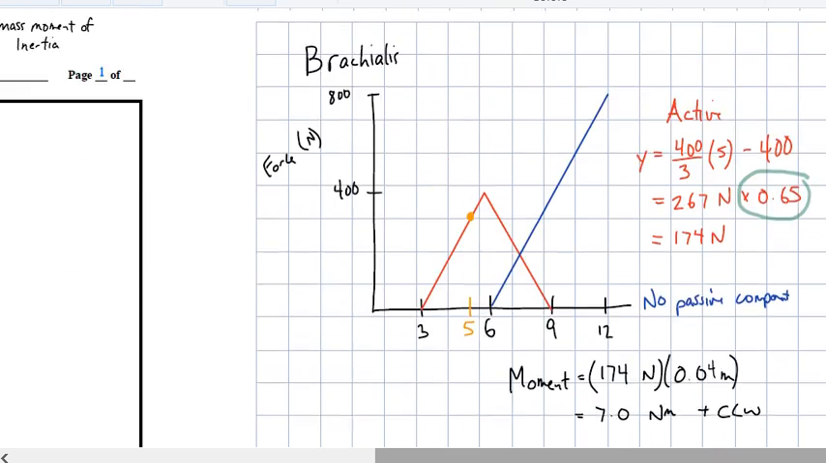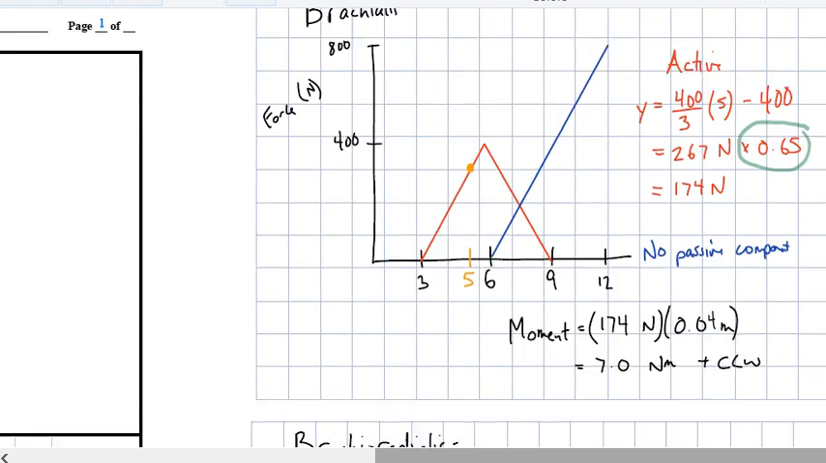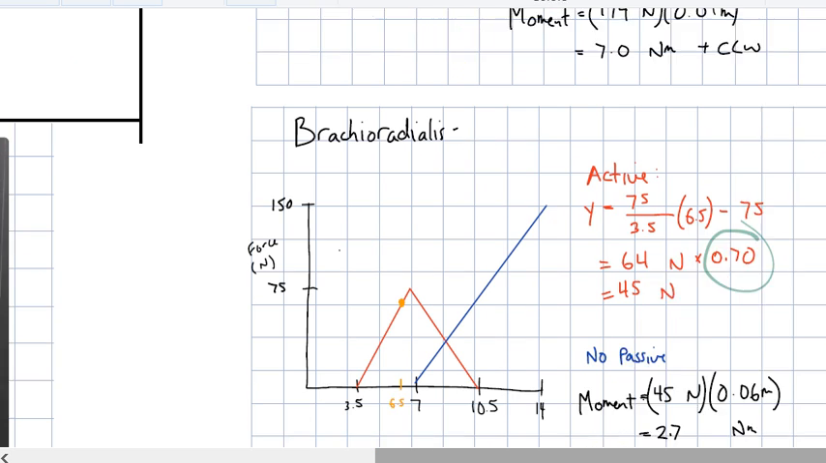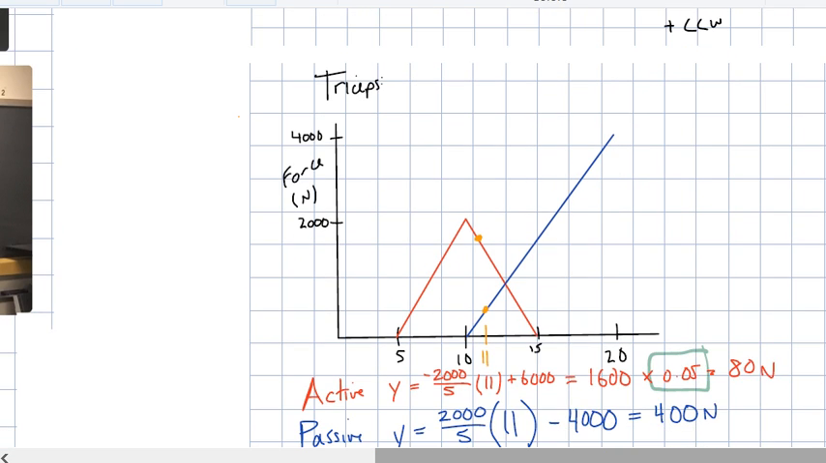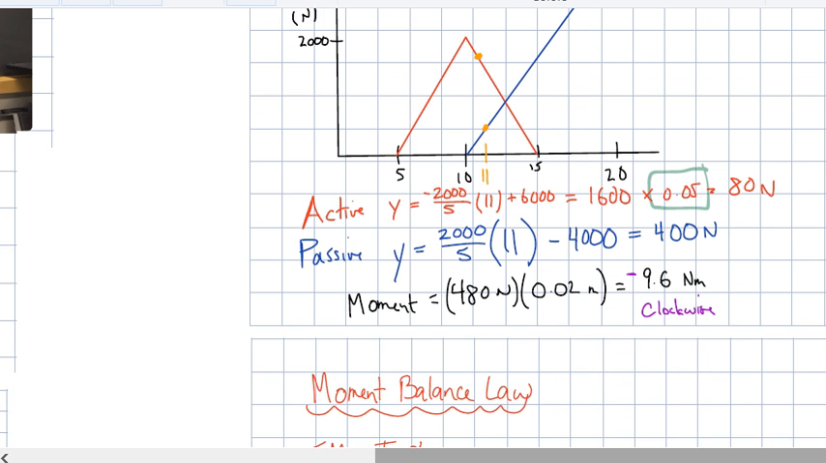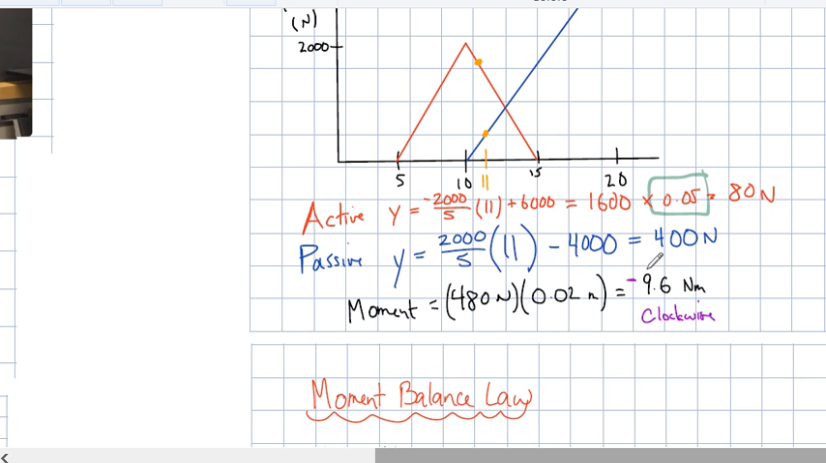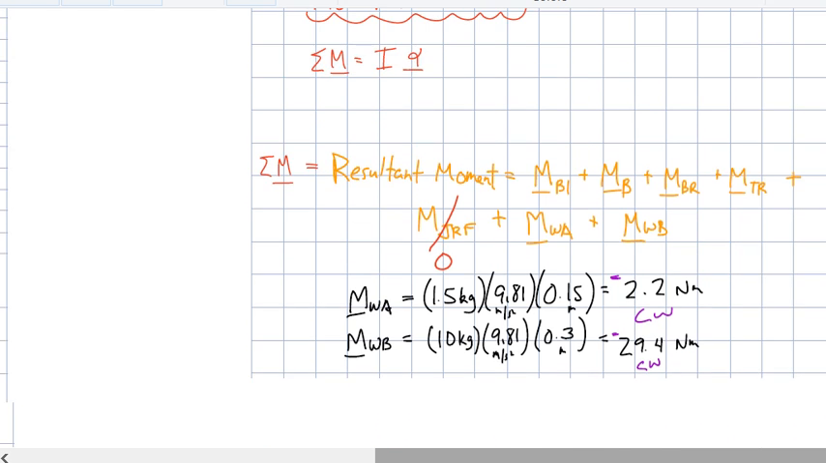Similarly for the other muscles, the brachialis, the brachioradialis, and the triceps. But notice that the triceps acts on the opposite side, and its moment is negative. In other words, it's a clockwise moment, whereas all the other three were positive.